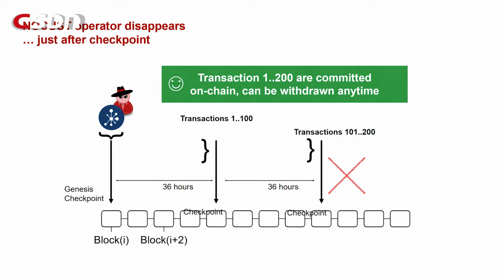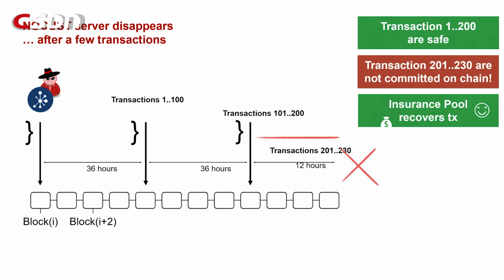So here is the first commitment, then we make 100 transactions, and then the second commitment comes, one more, and we do some more transactions. And then after this one, during the 12 hours, we make 30 more transactions, and then the operator disappears. It never responds again.